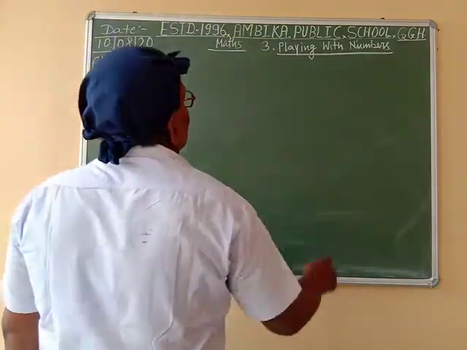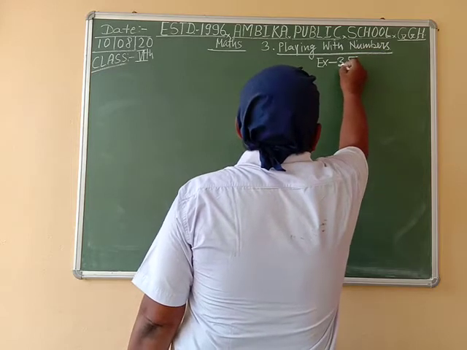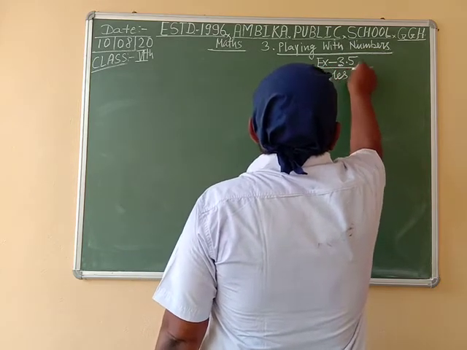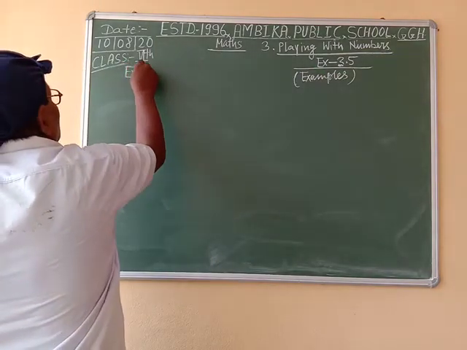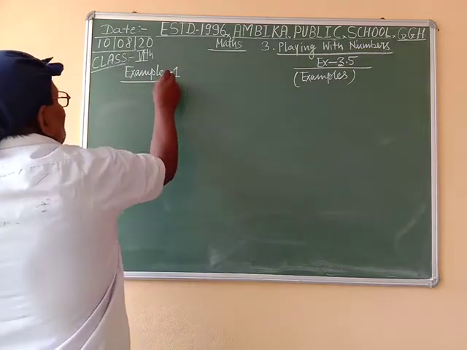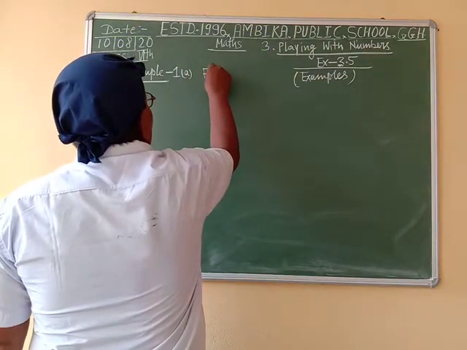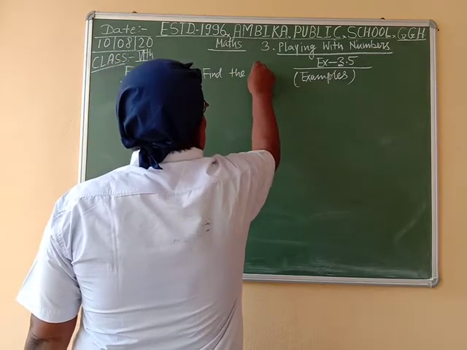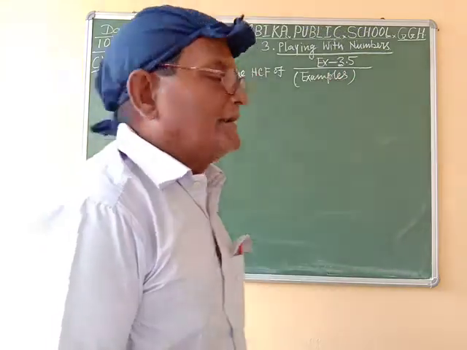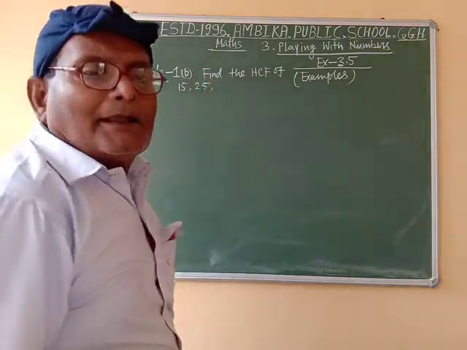Example 1. Exercise 3.5. Find the HCF of 15, 25 and 30.